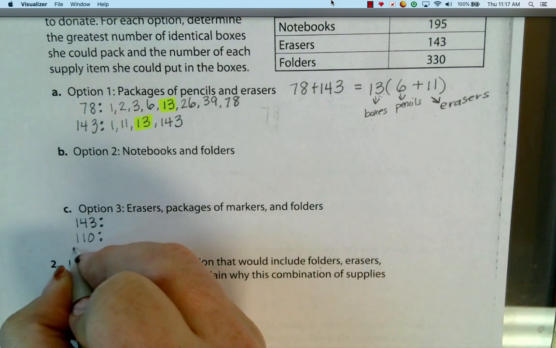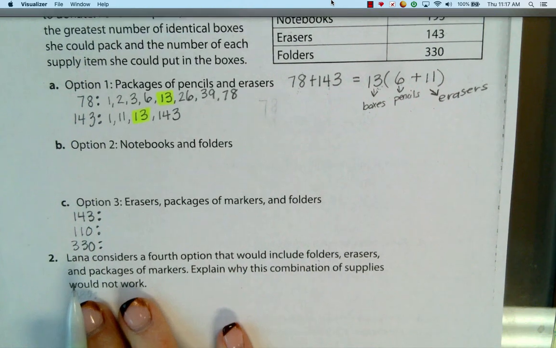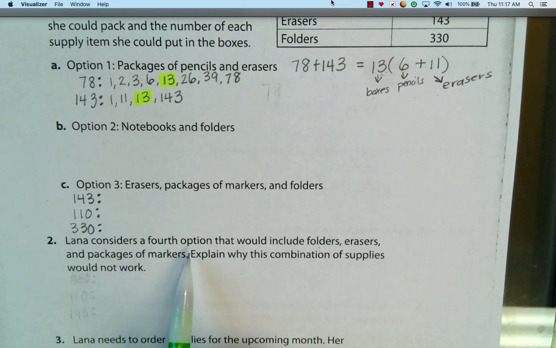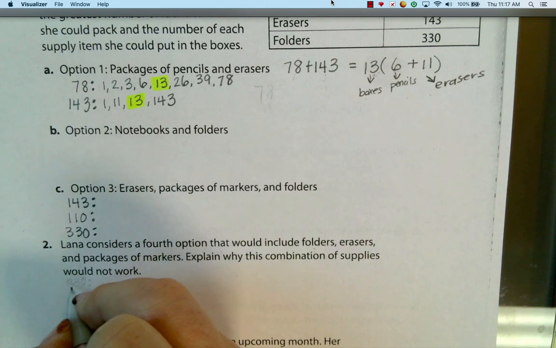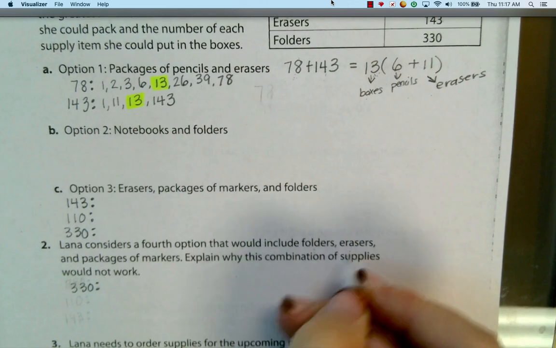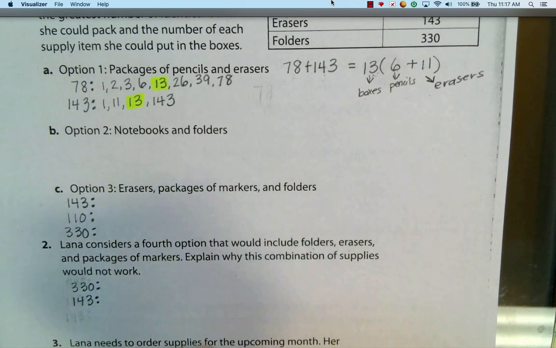And then folders, right? 330. Okay, so do that here. Number 2, this is a little kink in our little game here. Lana considers a 4th box option that would include folders, erasers, and packages of markers. Folders, erasers, and markers.